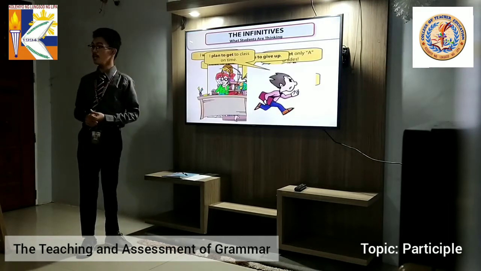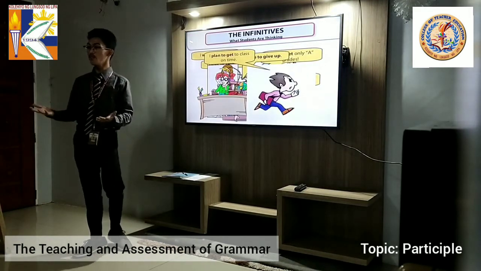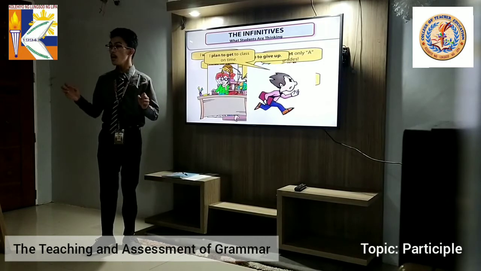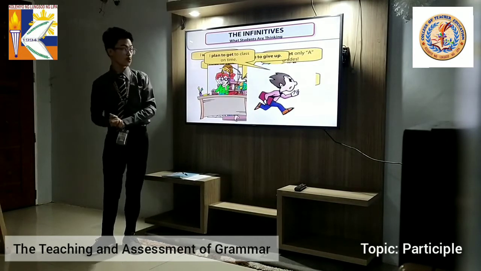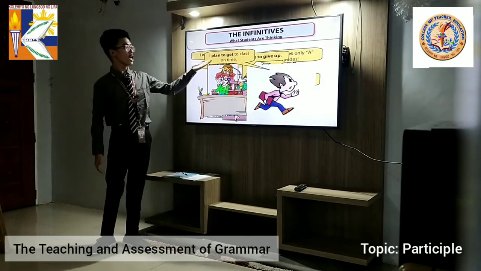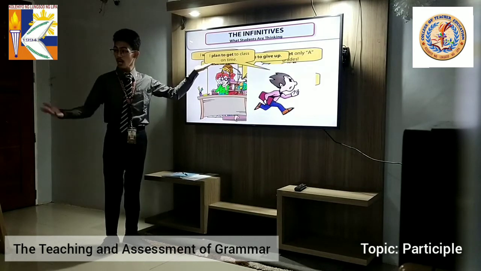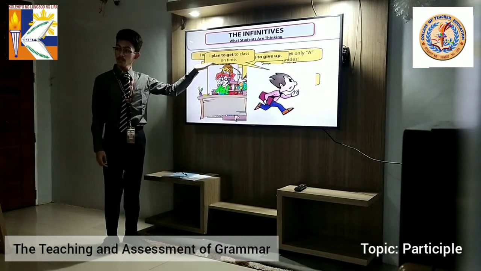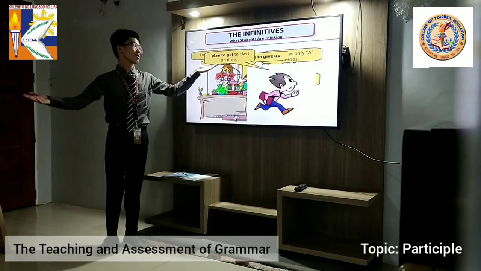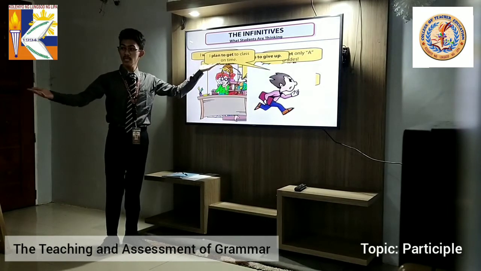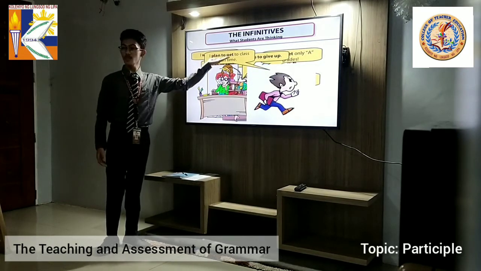We have infinitives. Okay, so infinitives are formed using the word to plus the verb's base form. So we have here the example sentence, I plan to get to class on time. So we have here the infinitives. What is the infinitive here? Oh, don't answer in chorus. Yes, Gabby? To get. Very good.